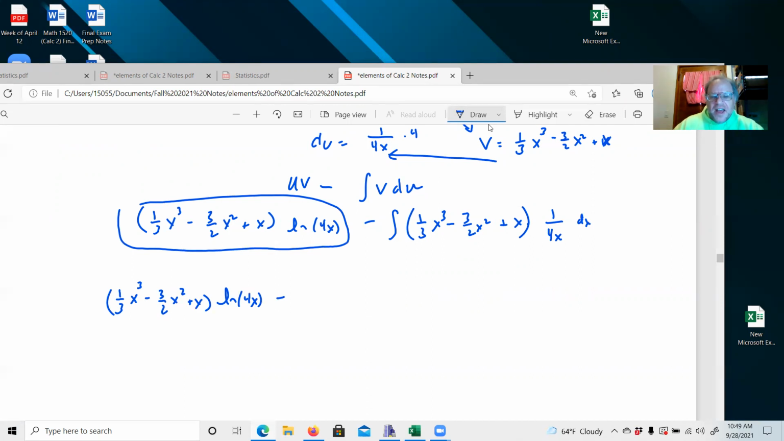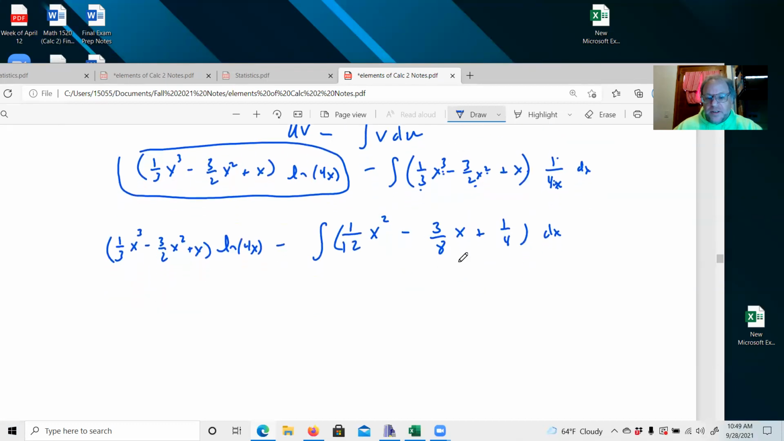All right, so let's go through and do this. We have 1 over 4x times all of this. So this is going to be the integral of 1 over 4 times 3, that's 12, and we have x cubed over x, that's x squared, minus 3, 2 times 4 is 8, x squared over x, that's just going to be x, and plus 1/4, and then the x's cancel. And that's what we have to integrate. Okay, this is not a bad integral, is it?